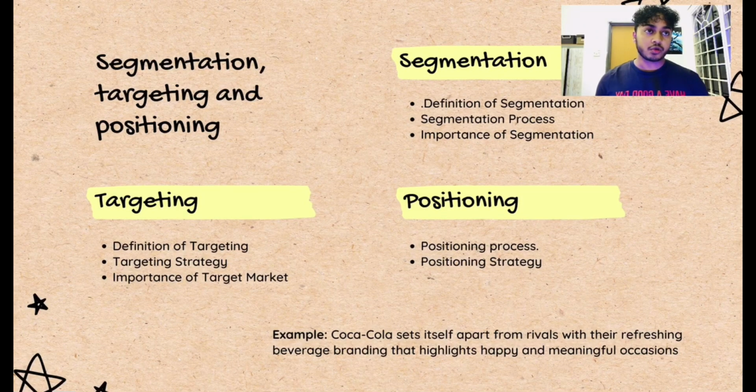An example for all of this, for instance, and I'm referring to my report based on this: Coca-Cola sets itself apart from rivals with their refreshing beverages and branding that highlights happy and meaningful occasions. In the same way, Volvo markets itself as a name in the car industry that is linked with safety. Businesses can maximize their marketing strategies for increased consumer reach, engagement, and profitability by segmenting their products, focusing on particular demographics, targeting, and skillfully positioning their products.